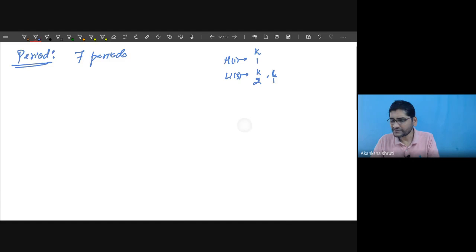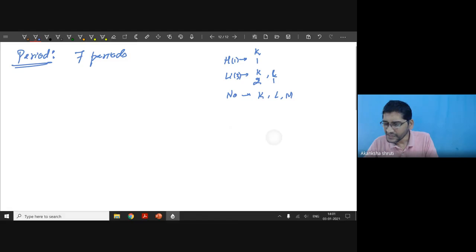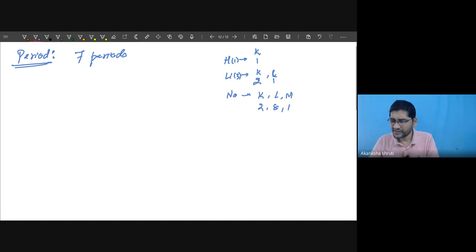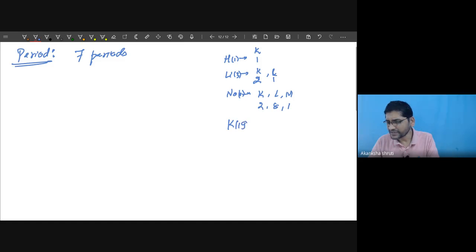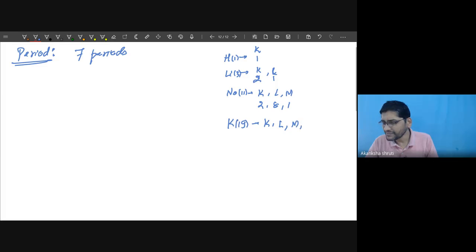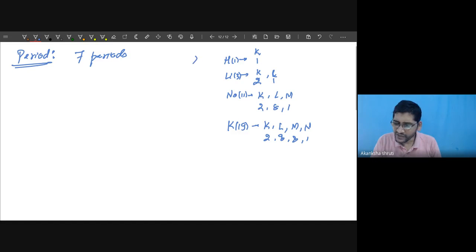Coming to the next element, sodium, then K, L, M, 3 shells are there: 2, 8 and 1. The atomic number of sodium is 11. Coming to potassium, atomic number 19. Yes, students, you can write for the potassium also. It is our K, L, M, N. So it has 2, 8, 8 and 1 electrons. This is in your period 1. Well, hydrogen, another one is helium also, which has the 2. Many more are there. So this is in the period 2.